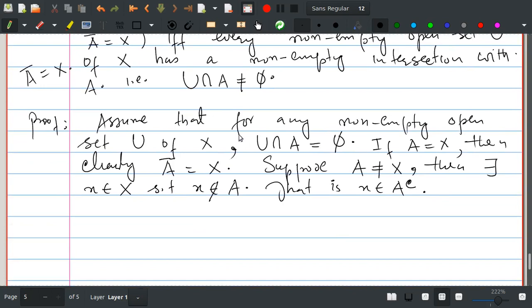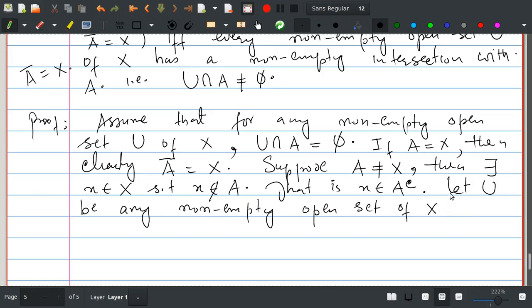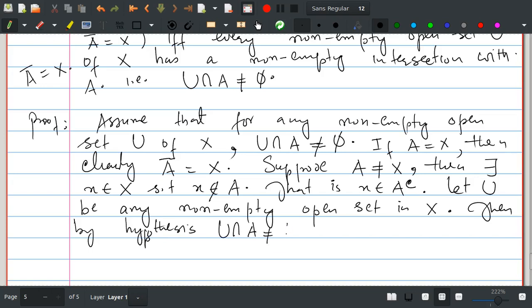Now let us look at our hypothesis. Let U be any non-empty open set in X. Then by our hypothesis, U has a non-empty intersection with A. So by hypothesis, U intersect with A is a non-empty set.